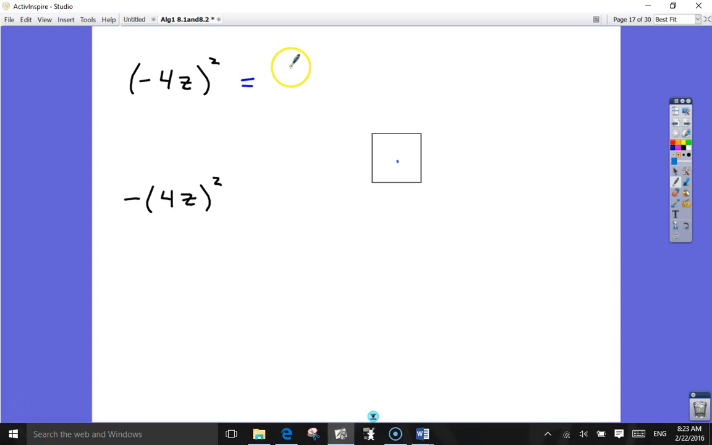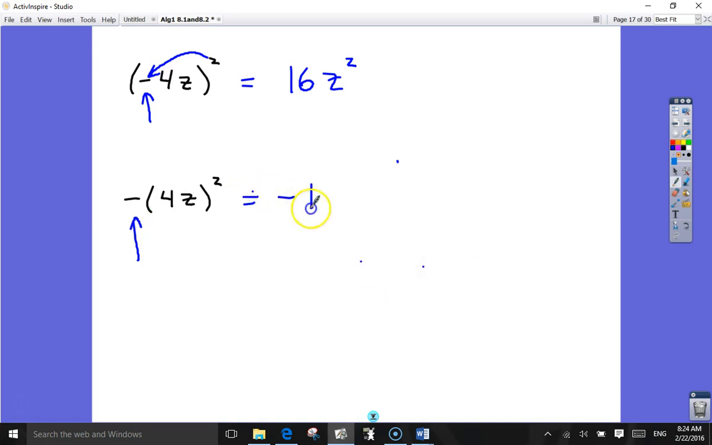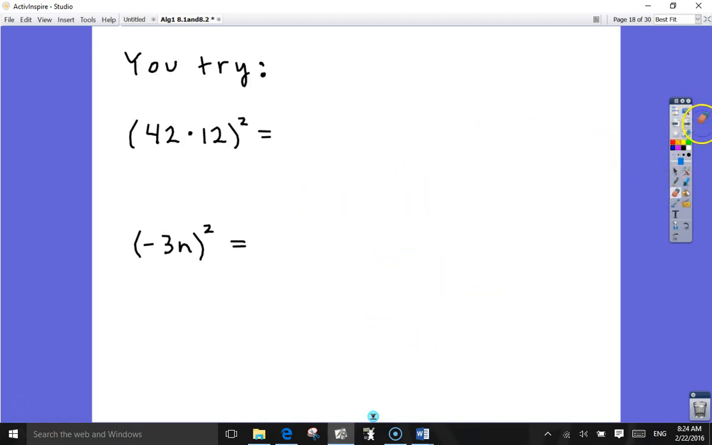Okay, here's the difference between the two. This one is positive 16z squared because the negative is inside, so it's being squared just like the 4 and the z. This one, the negative is outside, so it's not part of what's being squared. So this is negative 16z squared. Be careful whether a minus is being affected by the exponent or not. It's a common mistake. Okay, so try those two.